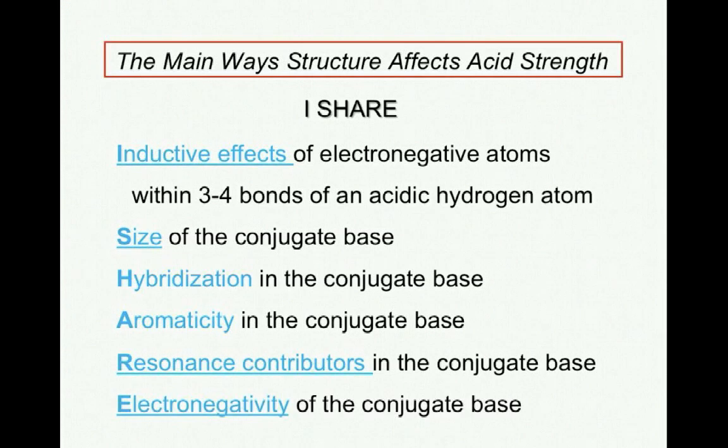And lastly, the electronegativity of the atom that is directly bonded to the protic acid in the parent acid. Alternatively, this can be thought of as the electronegativity of the conjugate base itself. Some students find it helpful to remember these 6 factors by using the simple mnemonic at the top of the slide, I share, which just has in order induction, size, hybridization, aromaticity, resonance, and electronegativity. For now, we will examine 4 of these 6 effects: induction, size, resonance, and electronegativity, returning to hybridization and aromaticity later on in the semester.